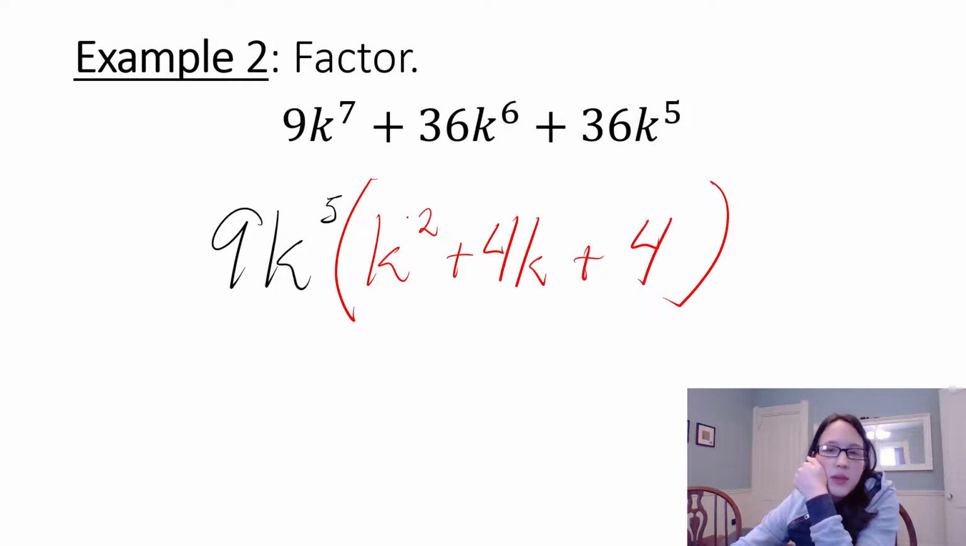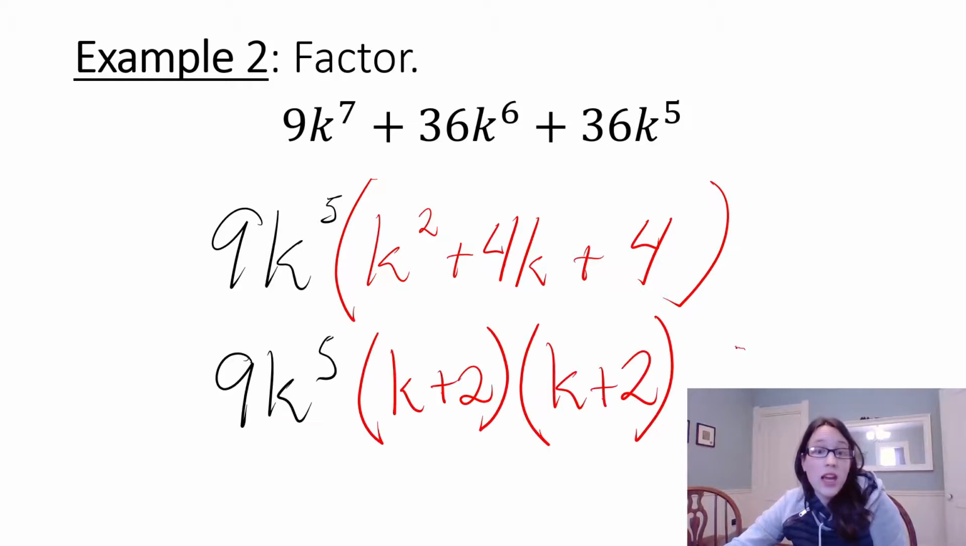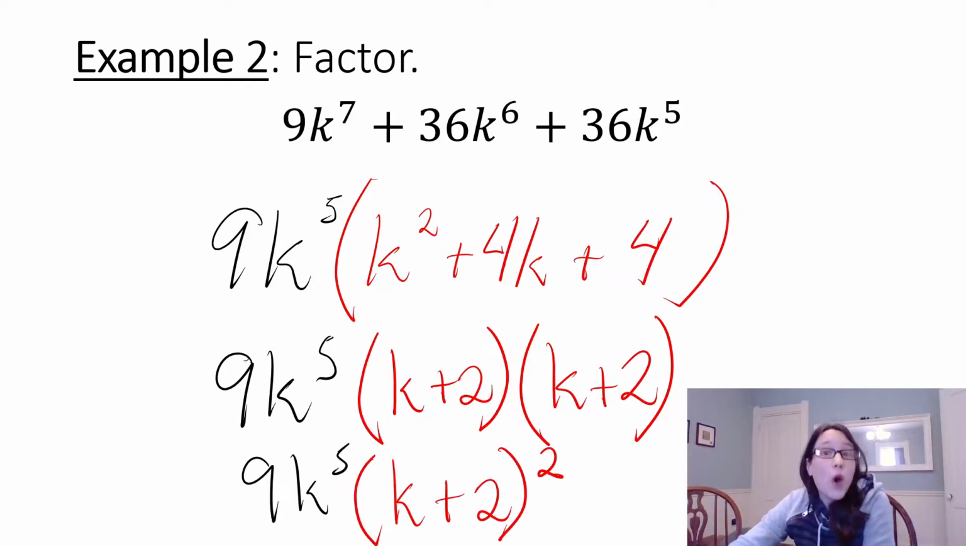Can I factor the remaining polynomial? Can I factor k squared plus 4k plus 4? Absolutely, I can. I can turn that into k plus 2 times k plus 2, but oh no, there's one more thing I could do. What's the last thing I should do to make this look even nicer? That's right, because k plus 2 times k plus 2 is really just k plus 2 squared. So my end result is this, 9k to the power of 5, times k plus 2 squared.